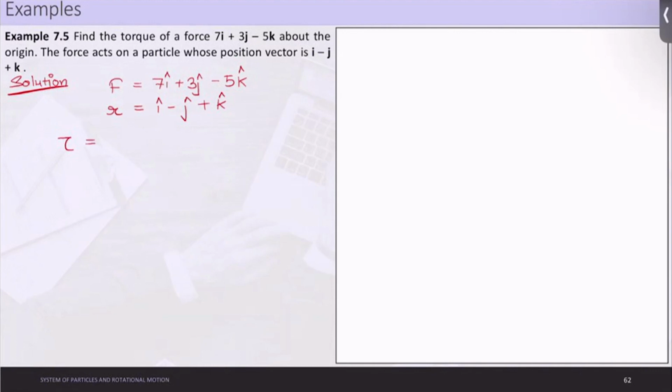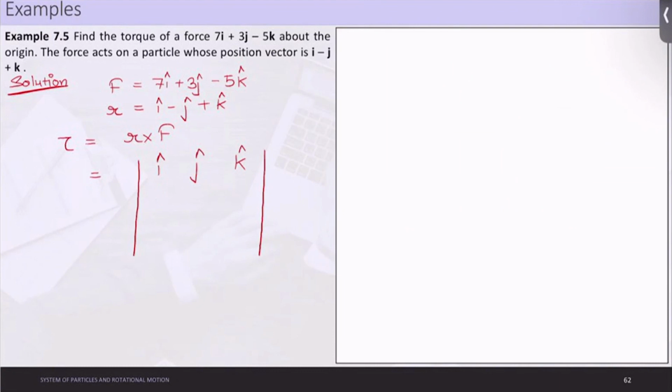We know torque is nothing but equal to R cross F, right? So to calculate this value, we know how we will do this. We will draw a determinant. So it's i cap, j cap, k cap. Okay, that's right. So first of all, please be clear.